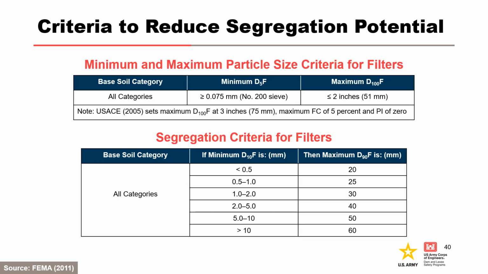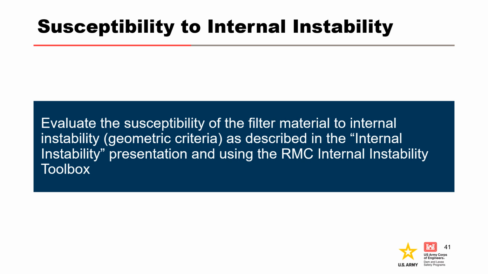This slide shows criteria to reduce the potential for segregation. The upper table provides minimum and maximum particle sizes for filters, and the bottom table provides the filter design criteria to limit the maximum allowable D90 of the filter based on the minimum D10 of the filter. When assessing an existing filter that may be prone to segregation, evaluate the susceptibility of the filter material to the geometric criteria of internal instability as described in the internal instability presentation using the RMC internal instability toolbox.